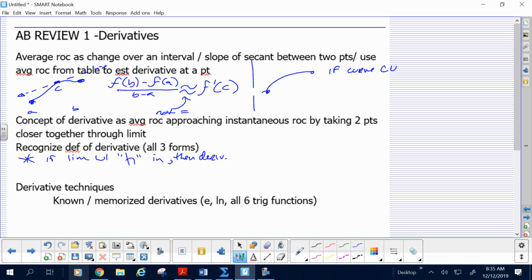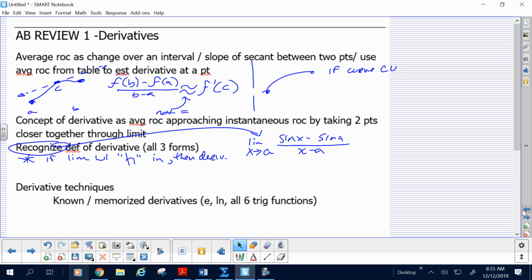Okay, but you need to recognize when a problem is a limit problem and when a problem is really a derivative problem. We've probably done something like this over and over again. Actually, let's go: the limit as x goes to a of sine of x minus sine of a over x minus a. Now it would be super duper if you saw that and you said, oh, obviously that's the alternate definition of the derivative.